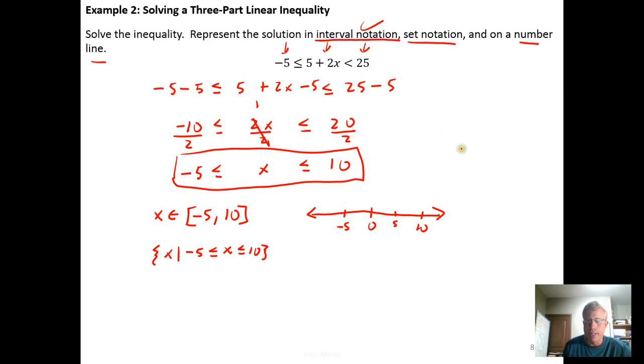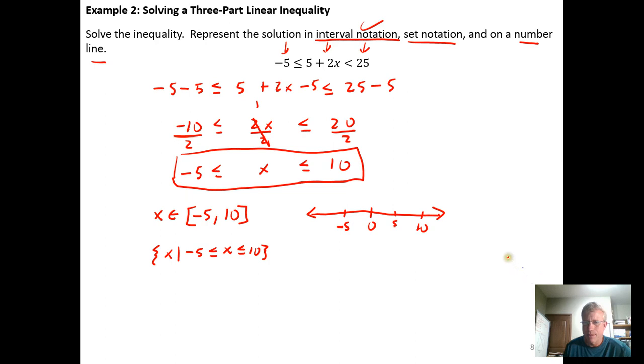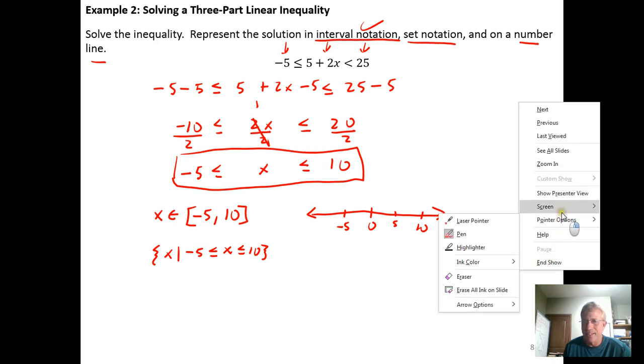Let's see if I can bring up a menu here. Let's see. Pen, printer. Oh, come on. Pen. Well, that's not what I wanted.